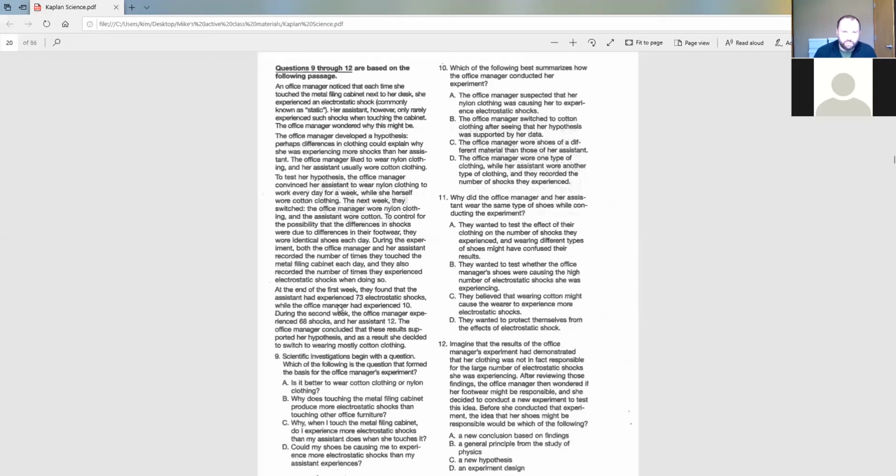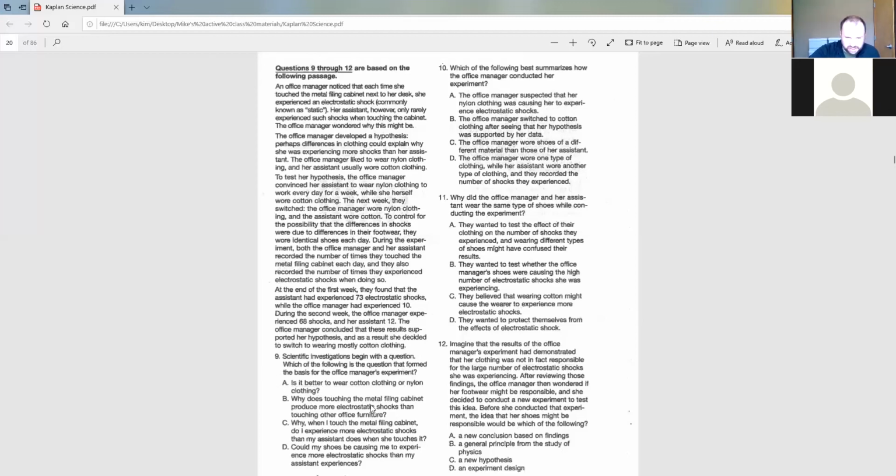Again, based on what we read, what is the question that the office manager asked, why did she come up with this hypothesis and come up with this experiment? Well, it definitely wasn't A, is it better to wear cotton clothing or nylon. Like that idea came later, right?